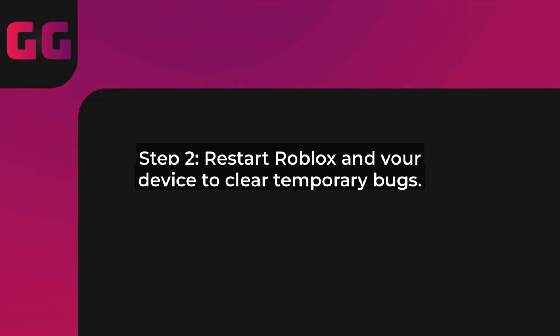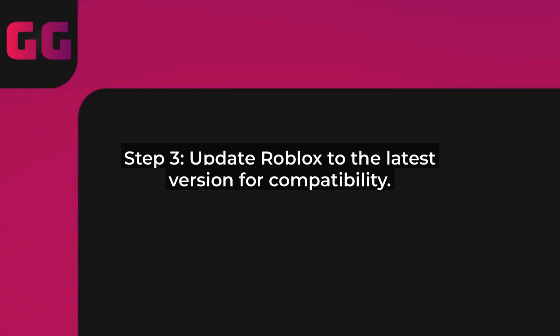Next, try restarting Roblox on your device. Close the Roblox app completely, then reopen it. If you're on a PC, restart your computer too. This clears any temporary files or bugs that could be triggering error code 227. It's an easy step, but it works wonders about 50% of the time.